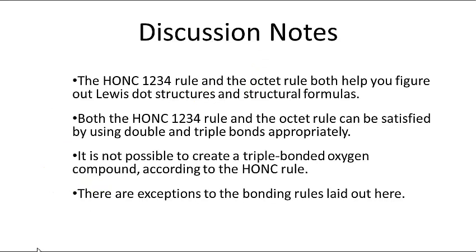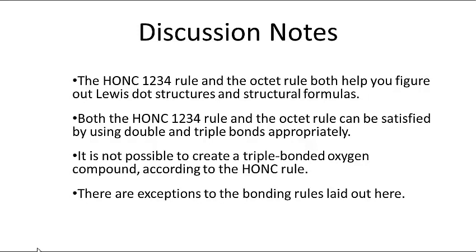All right, so just some discussion notes. So we learned about the honk 1, 2, 3, 4 rule, and now we have the octet rule, and both of them help you figure out how atoms bond together to form molecules. Both honk and the octet rule can be satisfied using double and triple bonds appropriately. So that means that, for example, if your carbon only has 2 bonds, then the honk 1, 2, 3, 4 rule tells you that you need to have 2 more. The octet rule, if it only has 6 valence electrons, you know it needs to make more bonds.